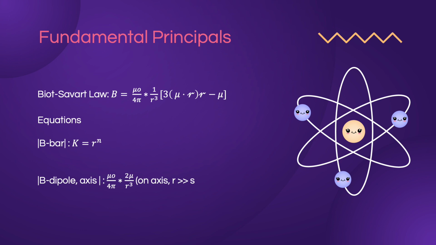And then for B dipole on the axis, it was mu naught over 4 pi times 2 times mu over r cubed. This is for on the axis, and if r was far away, or if r was much further than s.